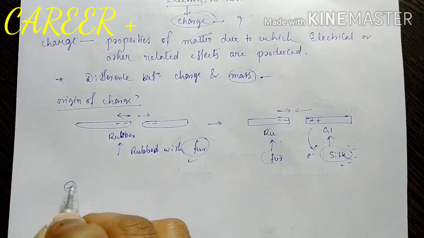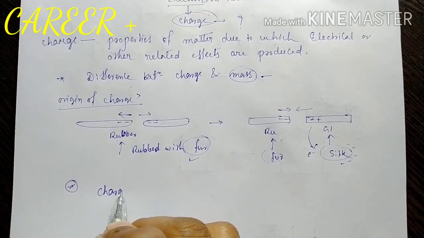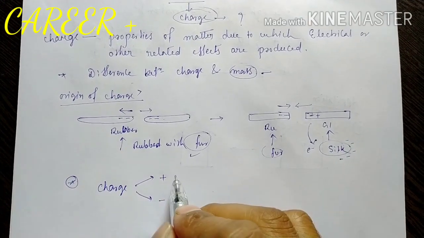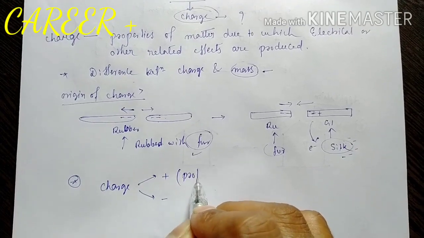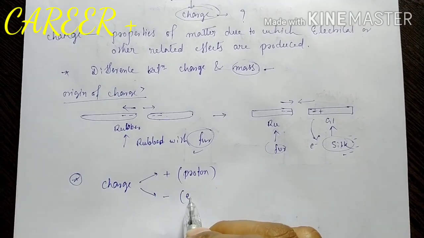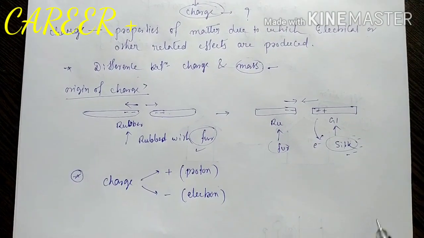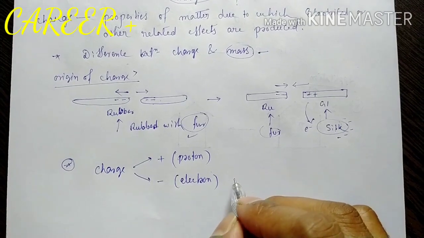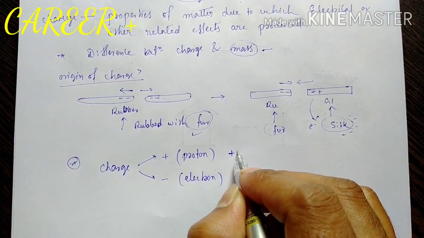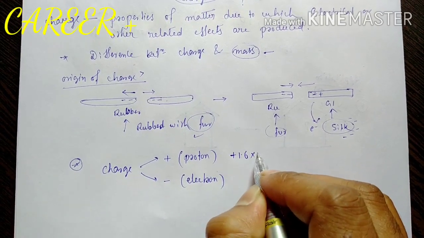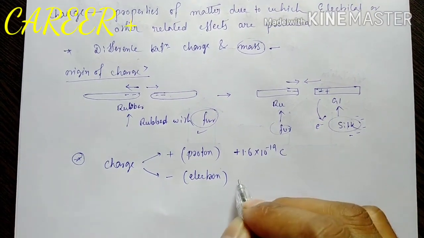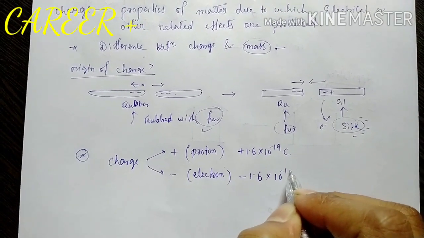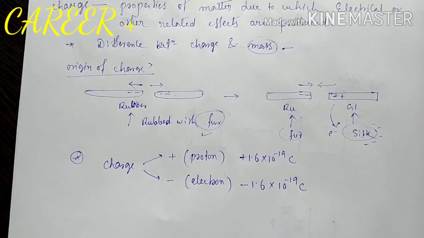So at present, the concept is that there are two types of charge, one of positive type and another of negative type. The positive is called proton, and the negative is called electron. Both proton and electron contain the same amount of charge. One proton contains 1.6 into 10 to the power minus 19 coulomb, and one electron contains minus 1.6 into 10 to the power minus 19 coulomb.